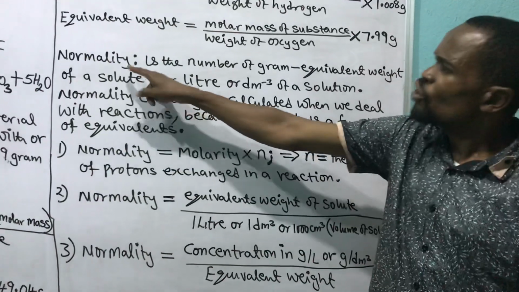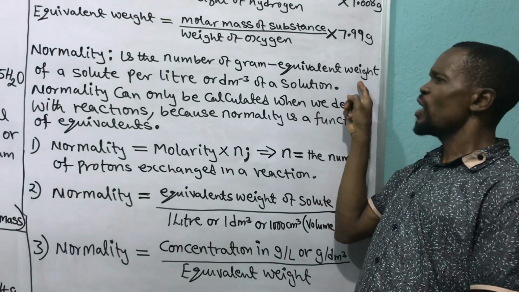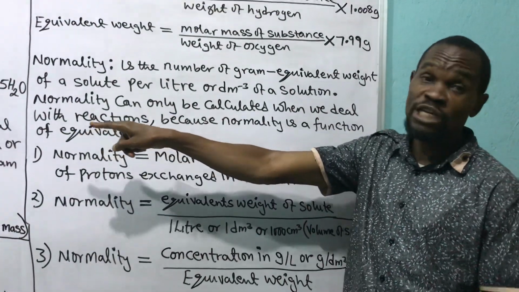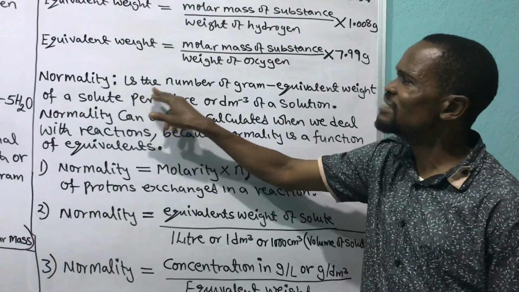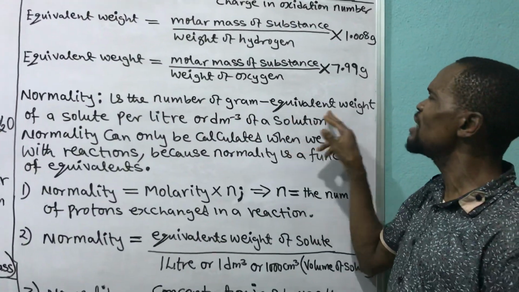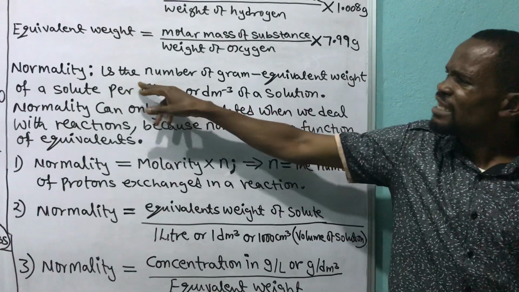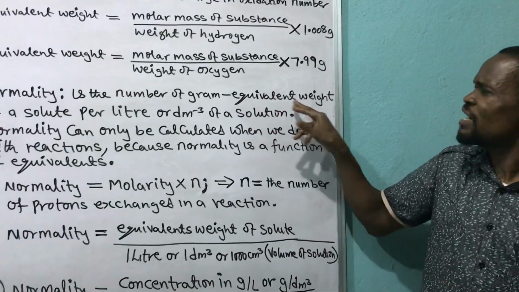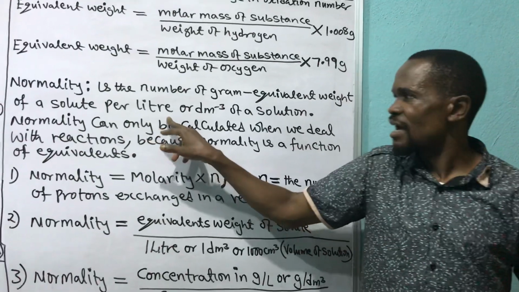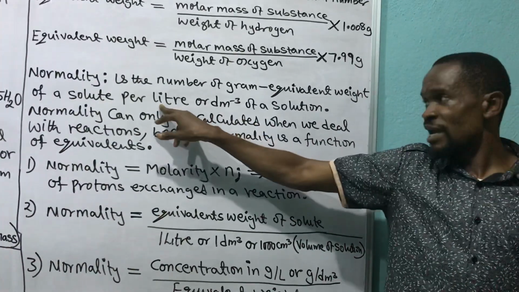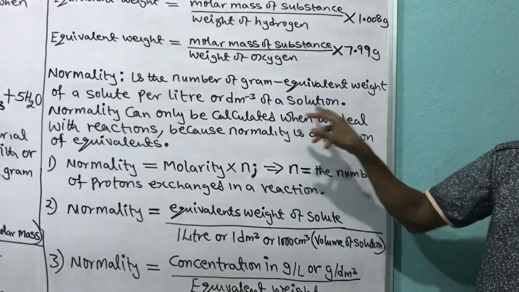We said normality is the number of gram equivalent weight. The reason why, first of all, we deal with equivalent weight and then come to normality. We said normality is the number of gram equivalent weight of a solute per liter or dm cube. You know that 1 liter is the same thing as 1 dm cube. So we say per liter or dm cube of a solution.